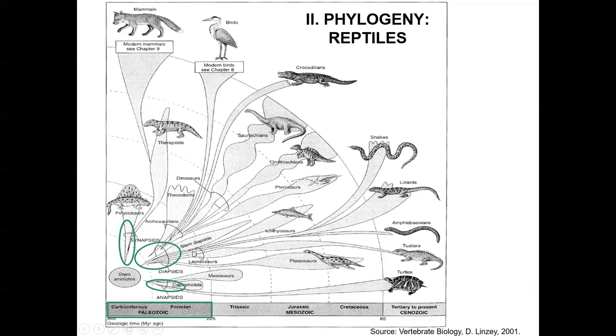Within the diapsids, we look at the lepidosaurs, you can see they gave rise, particularly in the Jurassic, to the origin of our modern day snakes, the origin of our modern day lizards. And then it's not until we get to the anapsids, which gave rise to our modern day turtles. Okay, so those are the large groupings that I want us to be thinking about with regard to reptile evolution.